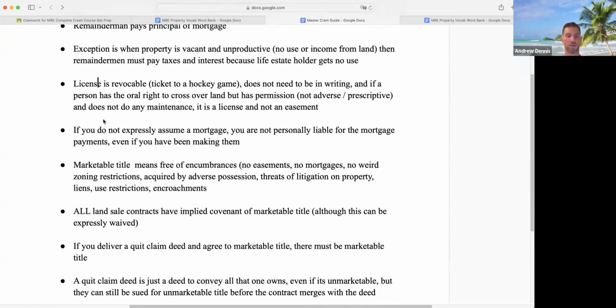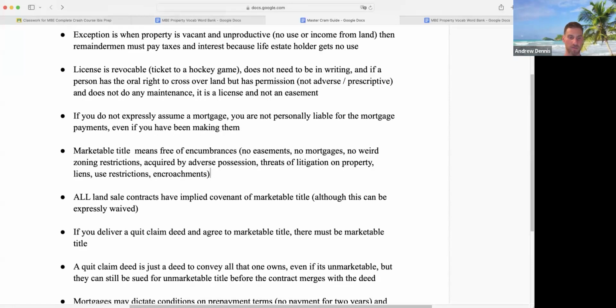Marketable title means free of encumbrances, so no easements, mortgages, no weird zoning restrictions. It wasn't acquired by adverse possession, no threats of litigation on the property, liens, use restrictions or encroachments, right? I'm like a broken record, a freaking parrot. I just said that. All land sale contracts have implied title of marketable title, though this can be expressly waived.